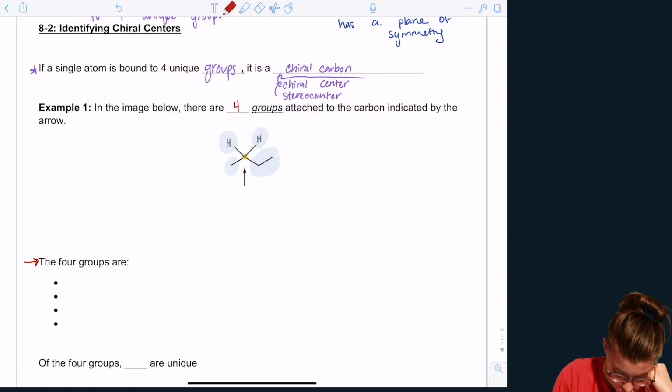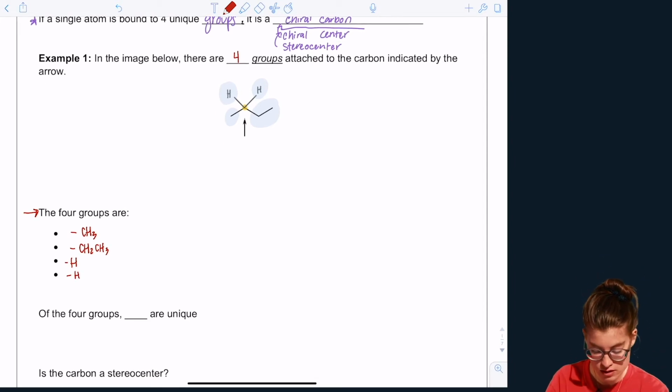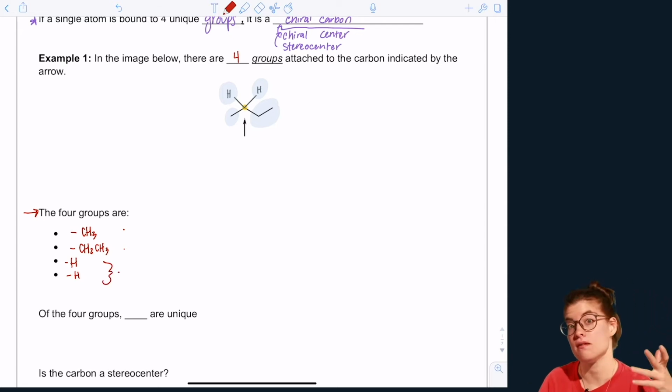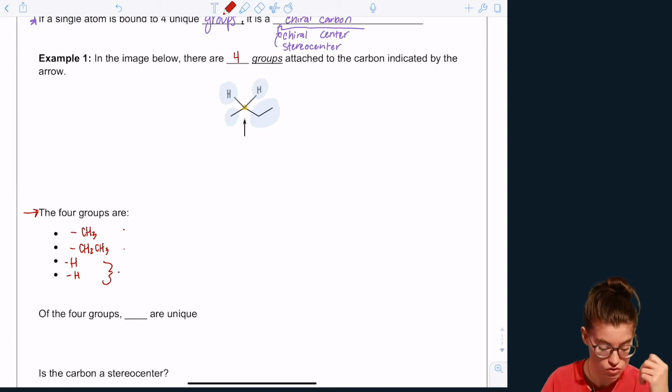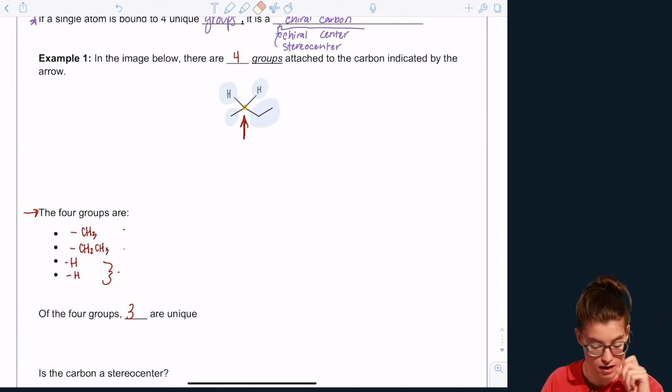Listing these groups, we've got a methyl group, an ethyl group, a hydrogen and another hydrogen. Of these 4 groups, how many of them are unique? Well, the methyl, the ethyl, and then we get to the hydrogens. The hydrogens are the same group. They are identical. So this carbon only has 3 unique types of groups bonded to it.